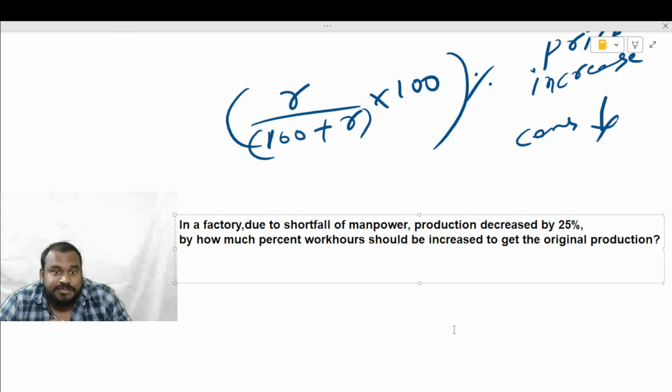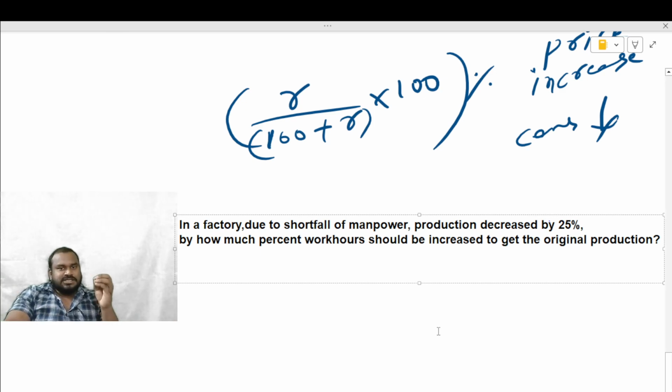By how much percent should the workers be increased? Work hours, not workers. Work hours should be increased to get the original production. Original production was 10,000 before. So now to go from 7,500 again to 10,000, by how many percent should I increase the work hours? That is the question.